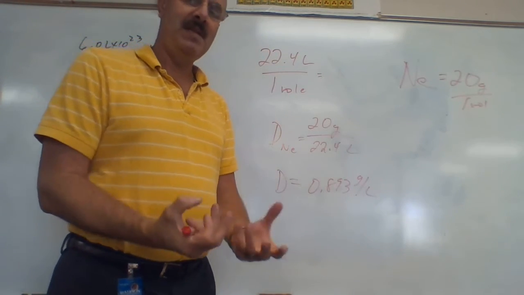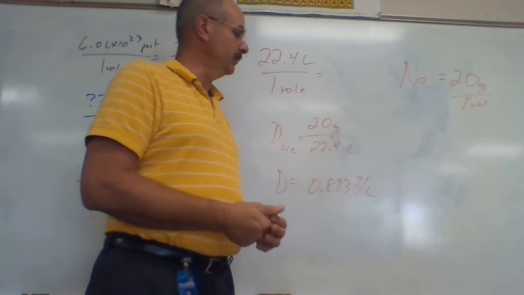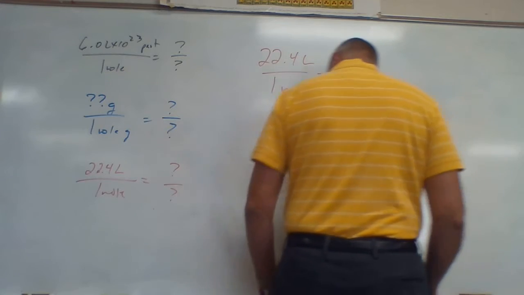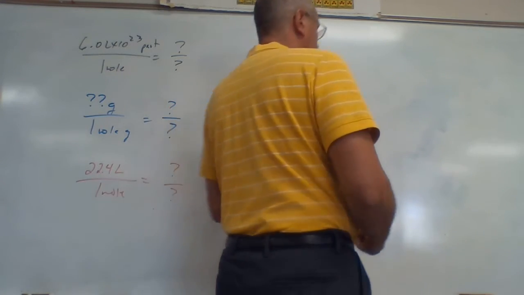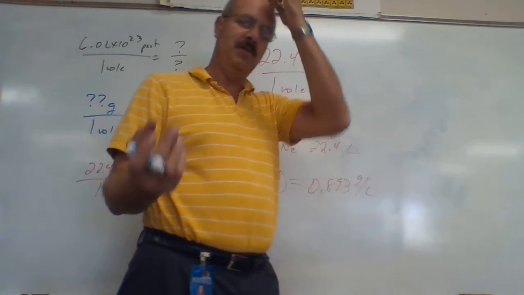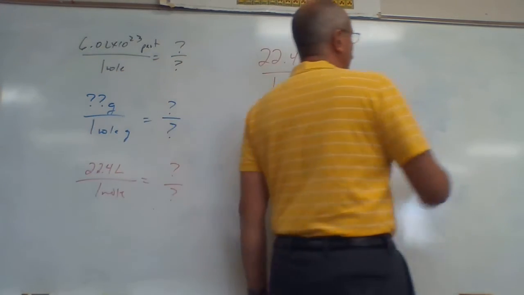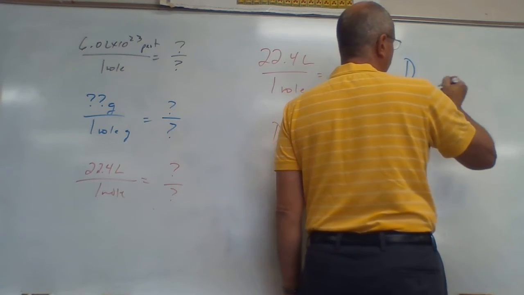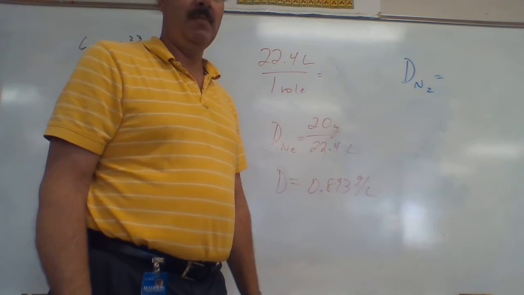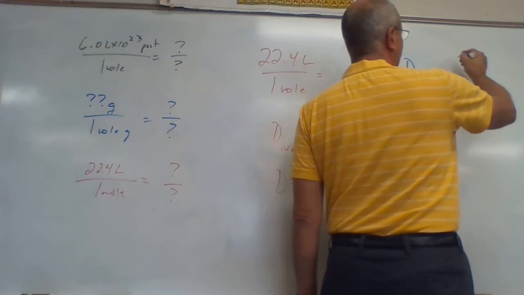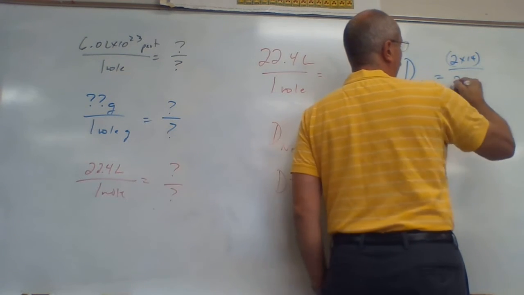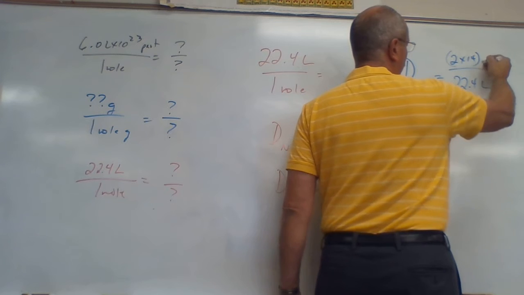If I had some neon gas, where's it going to go in this room? Let's do some fun stuff here and find out. I'm going to switch colors. Most of the air in this room is nitrogen. I know there's oxygen, but most of it is nitrogen. To find the density of nitrogen, we need the molar mass of nitrogen. There's 2 nitrogens because it's diatomic, so it's 2 times 14. That would be its molar mass, and that's going to take up 22.4 liters.